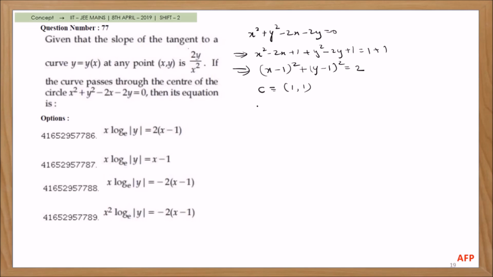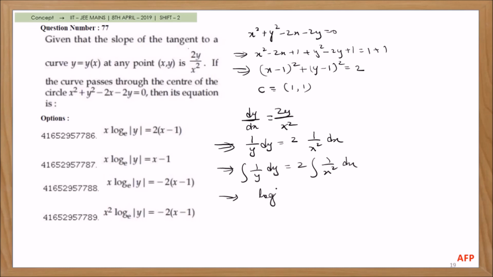So now we will take this, what is the slope of a tangent? The dy by dx is equal to 2y divided by x square. Okay. So now separation of variables we will take and we will simplify it. We will take here 1 divided by y dy and 2 times 1 divided by x square dx. Okay, so now apply integration both sides. So here you got log of mod y to the base e, so 2 times, so x you are having minus 1 divided by 1 plus c you got.